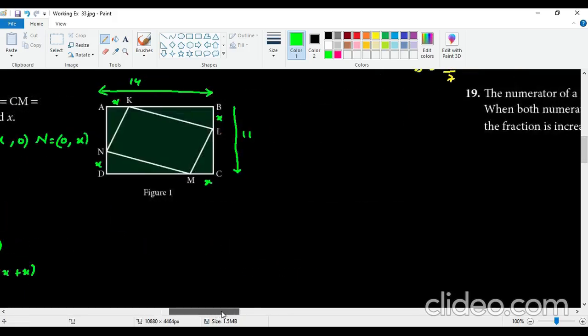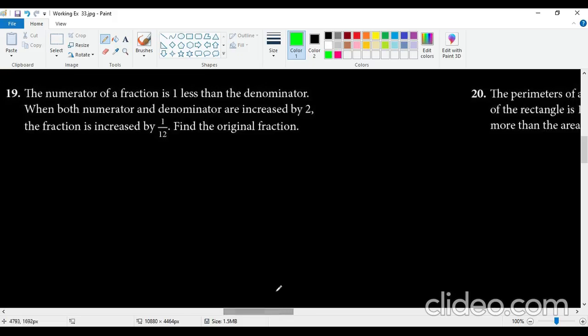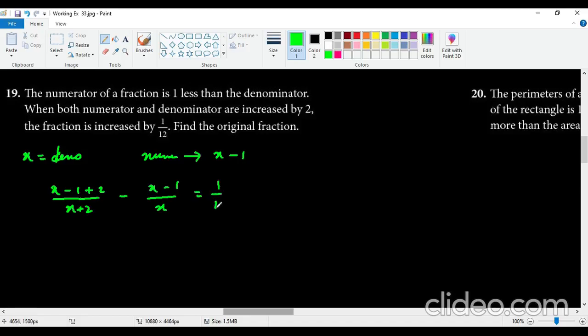Moving on to question number 19. It says the numerator of a fraction is 1 less than the denominator. When both numerator and denominator are increased by 2, the fraction increases by 1 over 12. So we say the denominator equals x. So the numerator is going to be x minus 1, 1 less. That means 1 less is going to be added to. And when we subtract, it gives us 1 over 12.